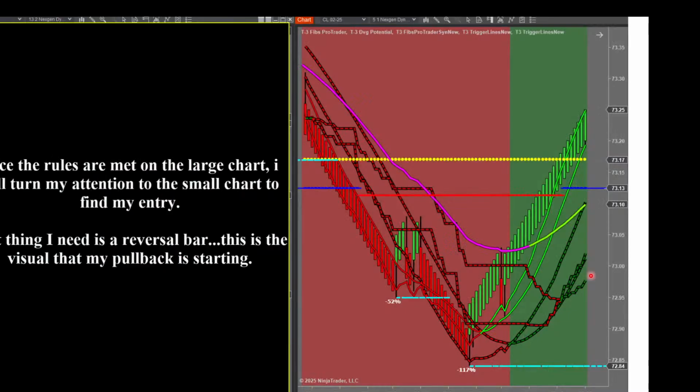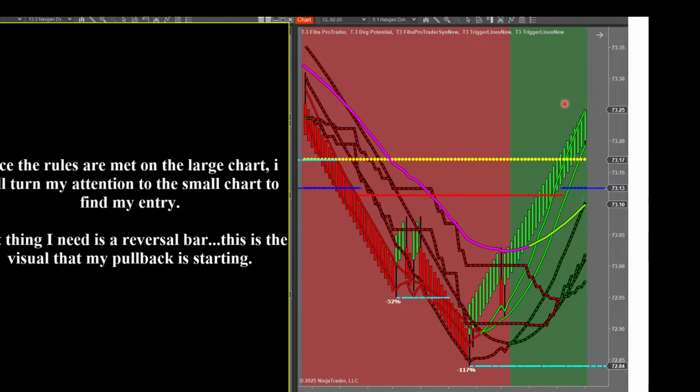So let's go through. How do we define it? How do we figure out where the market is most likely to continue? Once the rules are met on the large chart, it's important that that's a part of the equation. Once the rules are met on the large chart, when I have the advantage of momentum, when my path is clear, what I'm going to do is I'm going to wait for a reversal bar on the smaller, faster chart. I'm going to see my triggers going up. I'm going to see fibs. I'm going to see mid bands. I'm going to see yellow 1-to-1s.